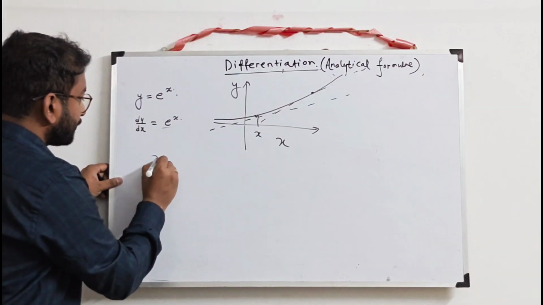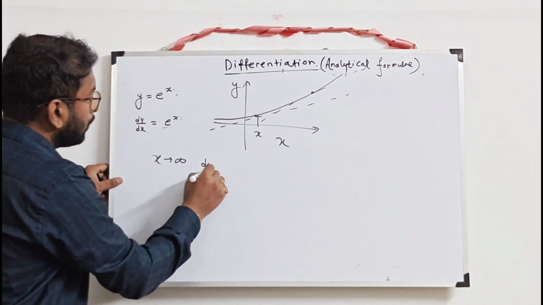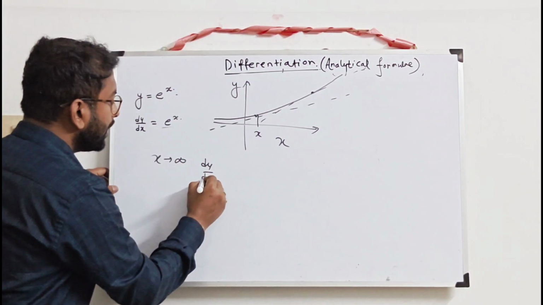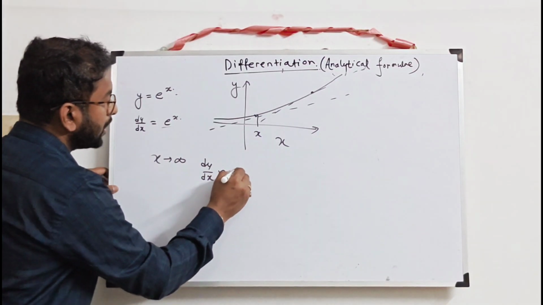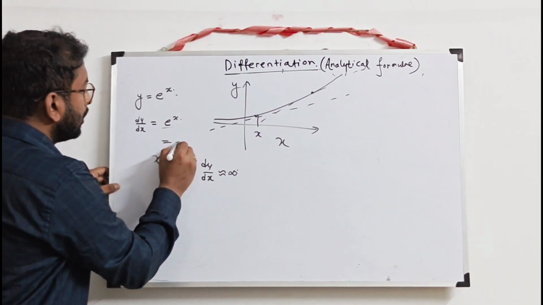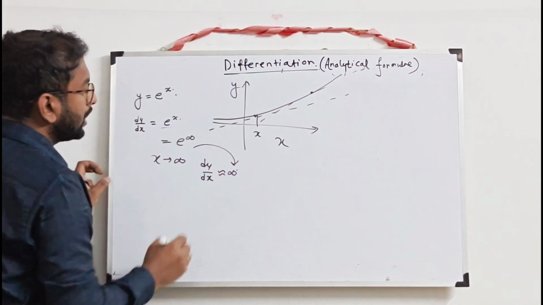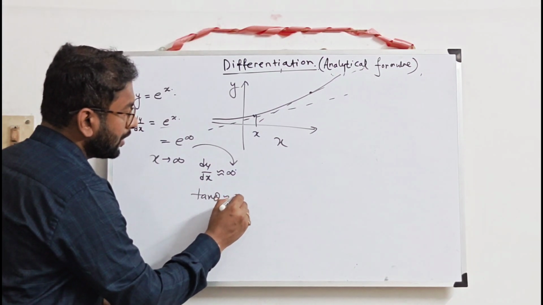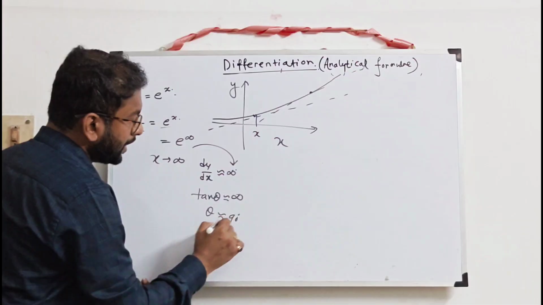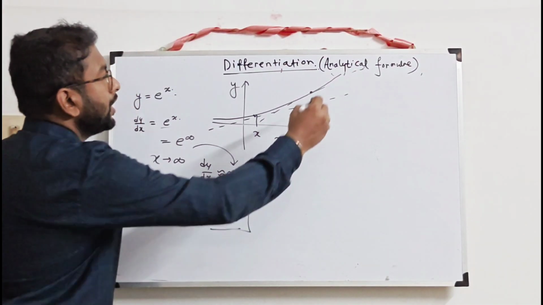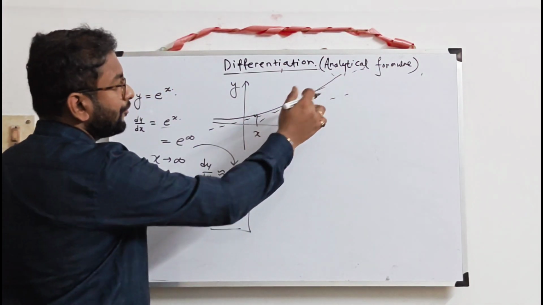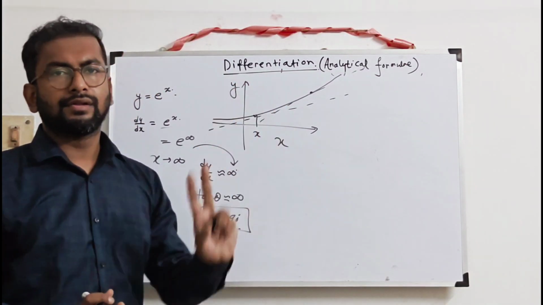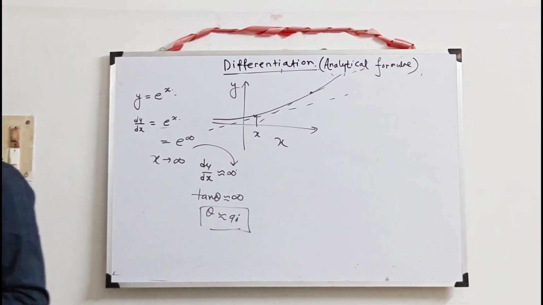And at x equal to infinity, almost when x is approaching a very high value, dy/dx is almost infinity, because e to the power infinity is almost infinity, so dy/dx is infinity. That means the tangent will make a 90-degree angle with the positive x-axis. That means if you draw one tangent on this graph for a very high value of x, it will be almost perpendicular to the x-axis. That is the meaning of this.